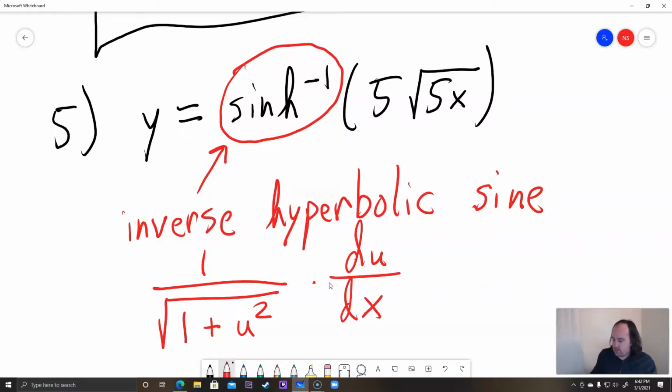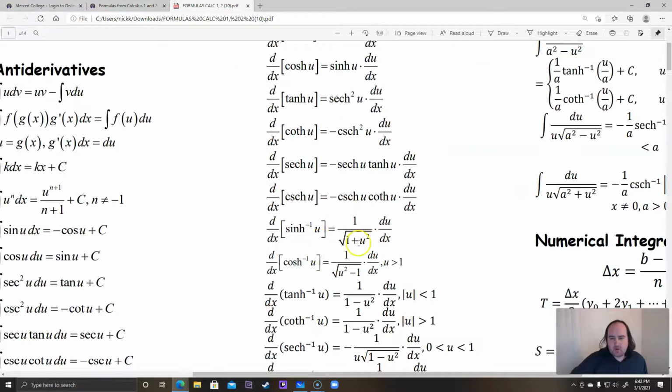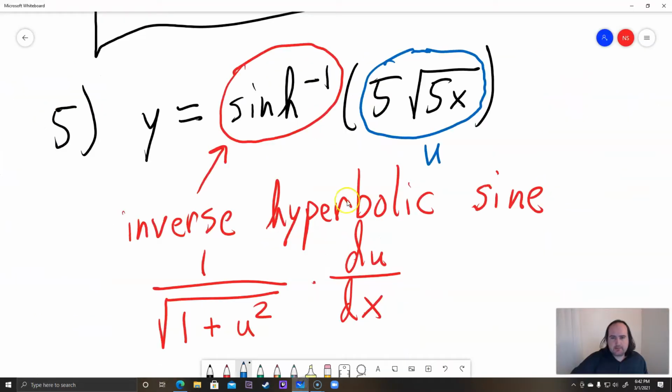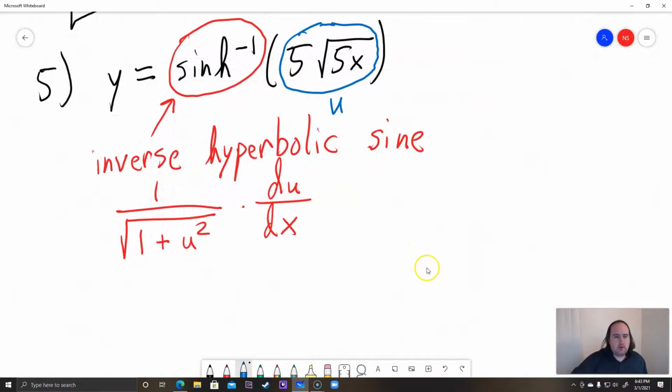And then here, what's our u going to be? Well, u is actually going to be the inner function, because we're using the chain rule here. So here our inner function is 5 root 5x. So that's going to be our u. So the derivative of sinh inverse of u using our formula sheet is 1 over the square root of 1 plus u squared times du dx. Let me zoom out a little bit. And then because our independent variable here is x, that's going to be our dy dx.